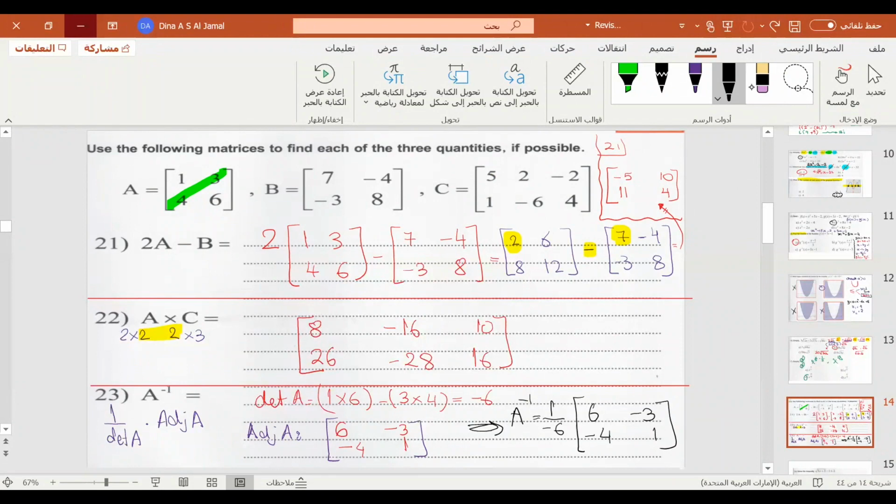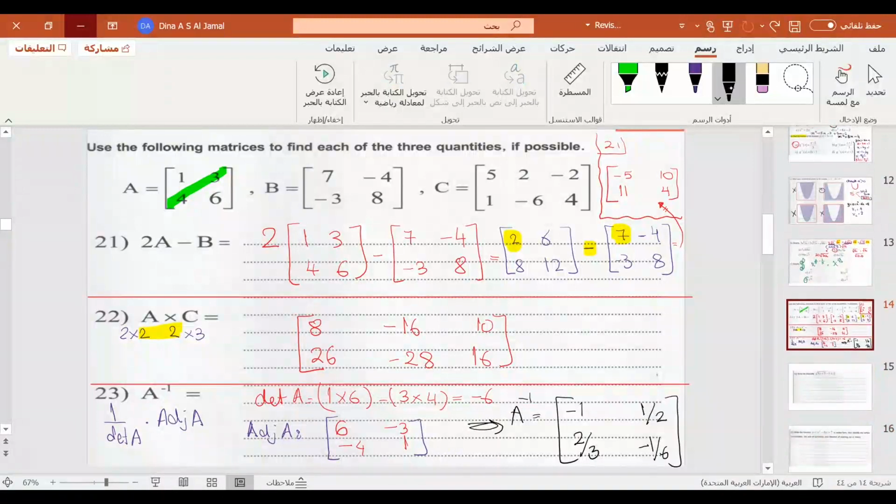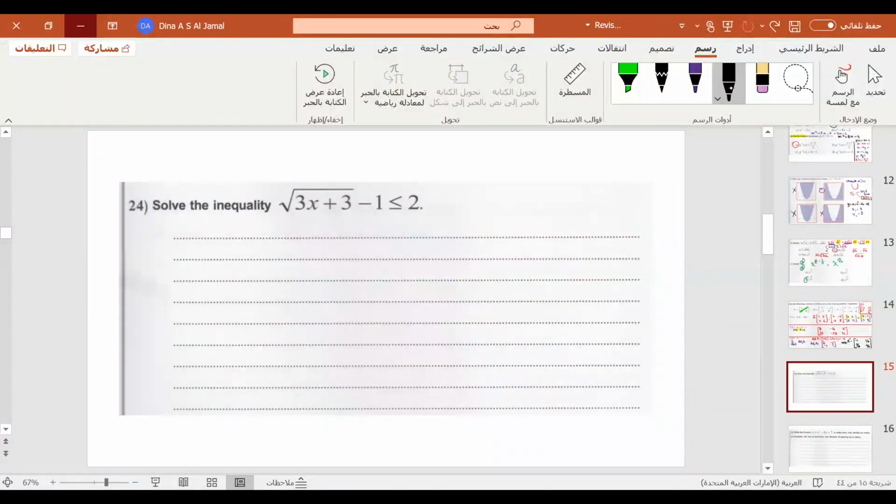And I will now simplify it further, do the scalar multiplication, and directly it will be for you -1, 1 over 2, 2 over 3, -1 over 6, and that's it. You can go back and see the detailed solution. So this question, I solved it the same in the previous exams also.